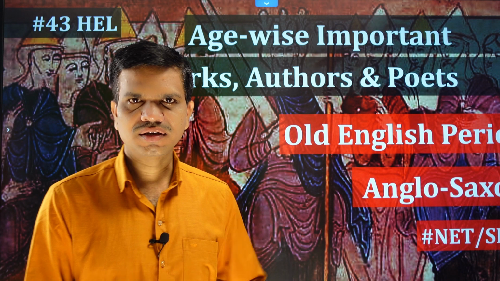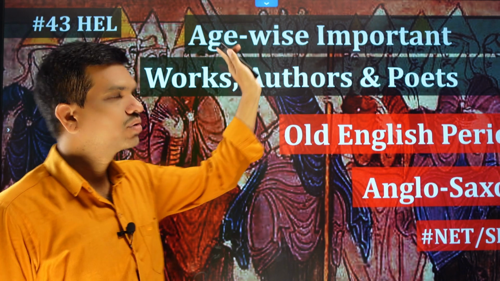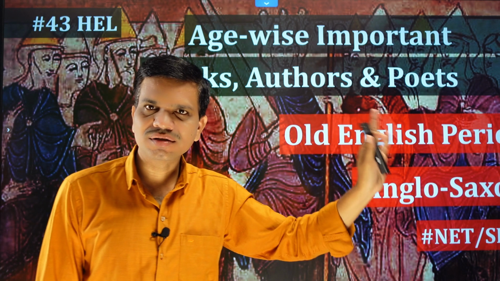Dear students, we are making a series on history of English literature, and this is, you can see, number 43. And today in this video we are going to talk about age-wise important authors, works and poets, and some of the events that happened in that particular age.